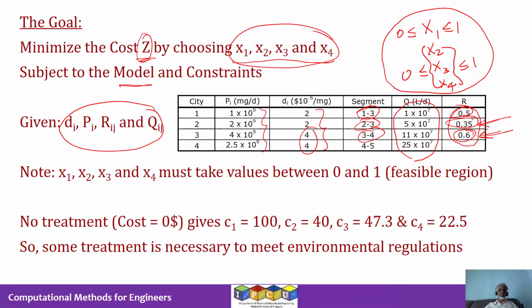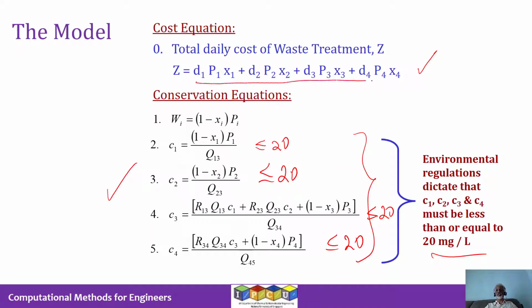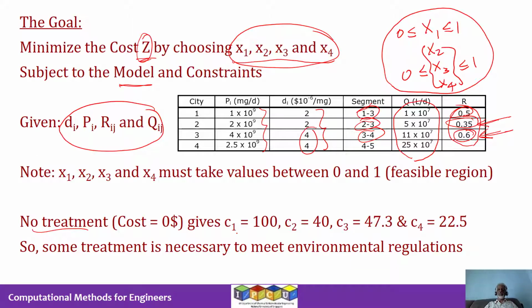Now, a quick remark is, if you have no treatment, that means if you have x1, x2, x3, and x4 all to be 0, that means you don't do any treatment, then the cost is 0, because of the cost function. So if you put x1, x2, x3, x4 equal to 0, you're going to get cost to be 0. That's the lowest cost solution to the problem. But if you look at C1, C2, C3, and C4, that you can calculate from here using x1 equal to 0, x2 equal to 0, x3 equal to 0, and x4 equal to 0, what you're going to get is C1 is going to be 100, C2 is going to be 40, C3 is going to be 47.3, and C4 is going to be 22.5.